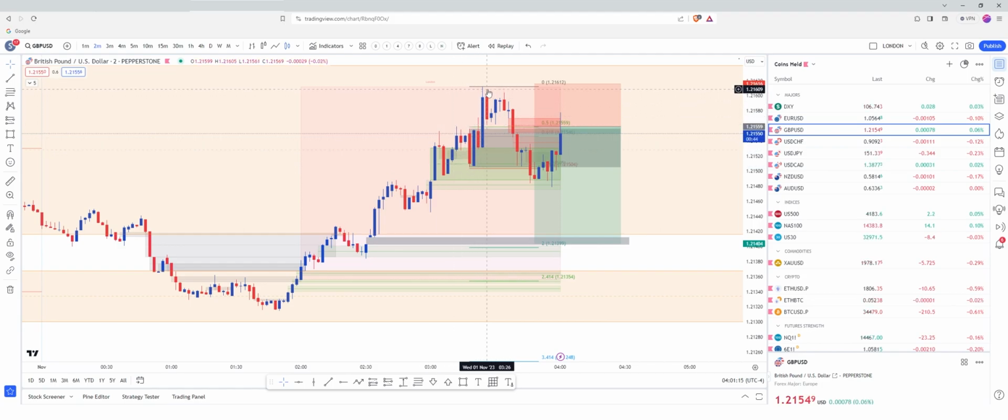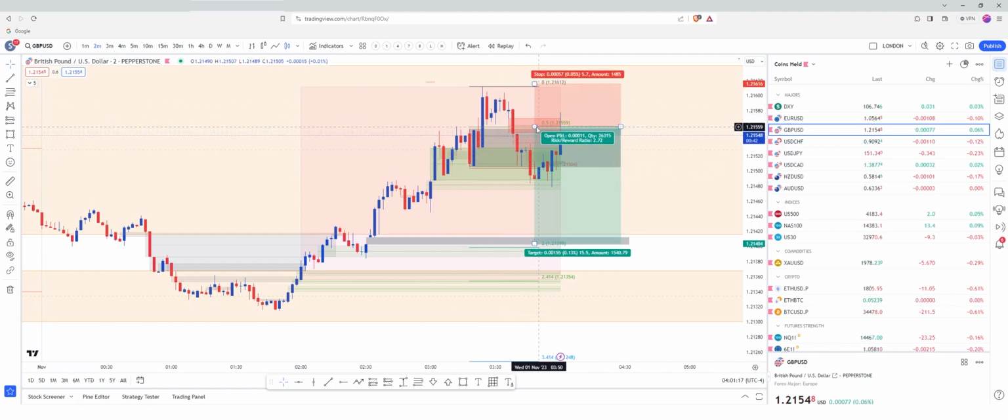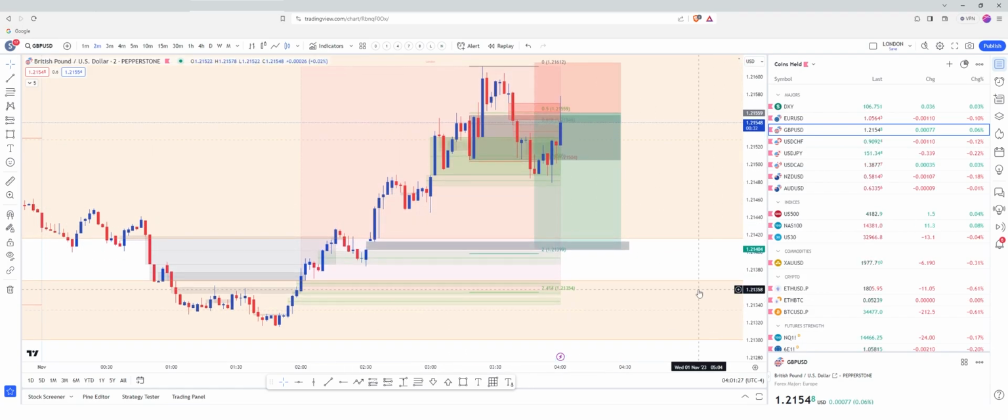So we've swept some swings. We've taken entry on the 50% retracement into this fair value gap. TP1 is going to be at 1-to-1. And then TP2 is going to be at this volume imbalance here.